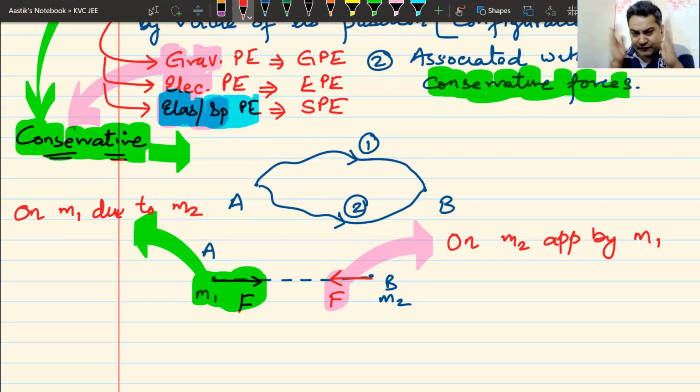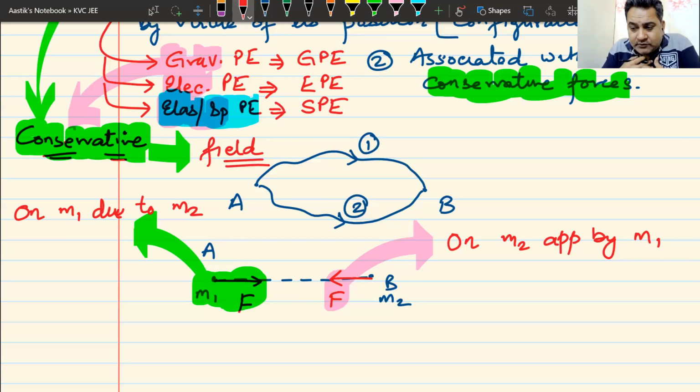So wherever there is a conservative force, how does this conservative force work? These conservative forces are also known as field forces. We did not use this term before. We are going to use it now. These forces are also known as field forces because they work by the concept of a field. And what is a field? A field is an area in space where other bodies will experience force.